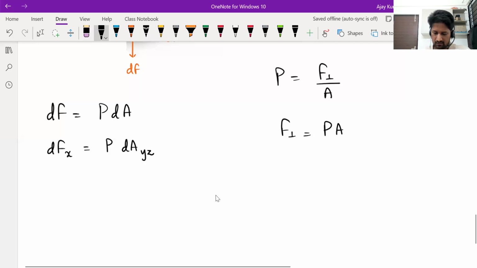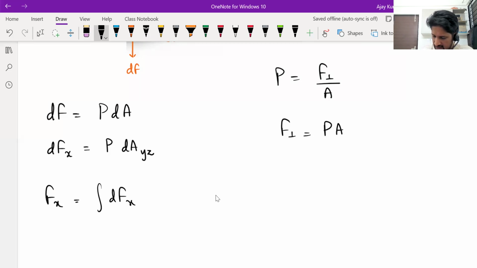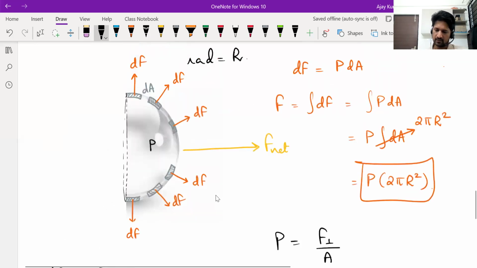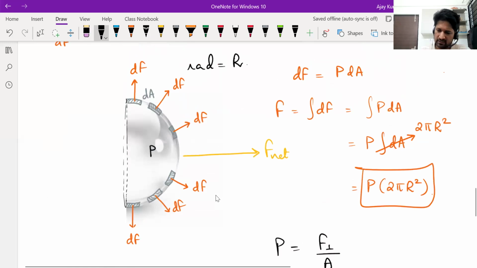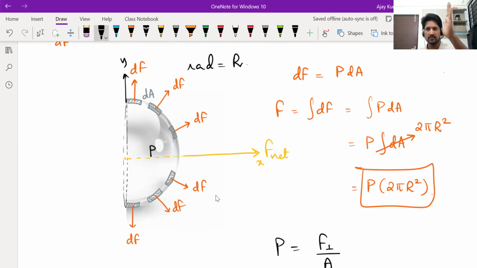Pressure is same everywhere. So if you want total force in the x direction, you'll need to integrate small forces along the x direction, which is pressure multiplied with integral of area components in the yz plane. Now, I hope you can visualize how this sphere is arranged. The hemisphere is arranged such that this is the x-axis and the circular base that it has is the yz plane. This is the y-axis and perpendicular to your screen will be the z-axis. So the circle, the base of the hemisphere lies in the yz plane.